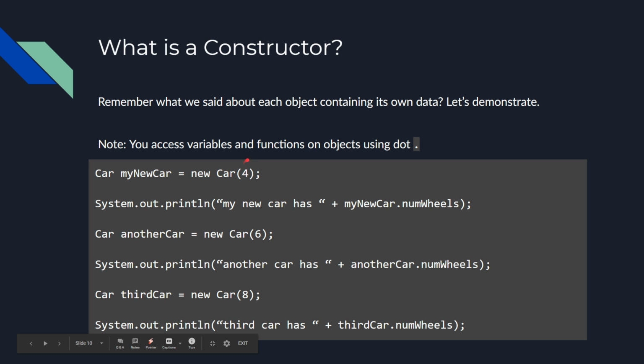My new car has 4 as its number of wheels. Another car has 6 as its number of wheels. Third car has 8 as its number of wheels. And all of these are completely separate and independent from one another. And again, this is called encapsulation. Questions about this? Cool. All right. Oh, encapsulation is down. That's good.